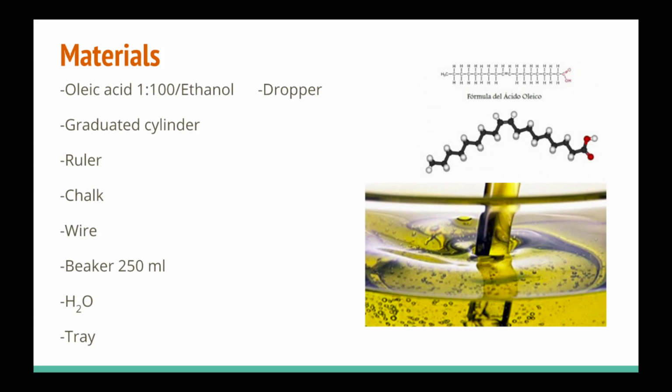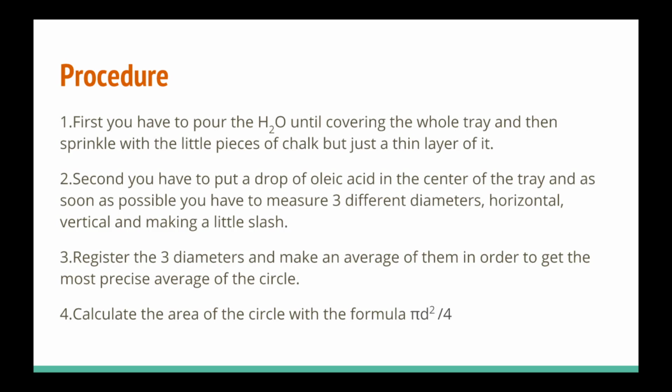Materials: oleic acid, graduated cylinder, ruler, chalk, wire, beaker, water, tray, and dropper. Procedure: first you have to pour the water until covering the whole tray, and then sprinkle it with little pieces of chalk, but just a thin layer of it. Second, you have to put a drop of oleic acid in the center of the tray.